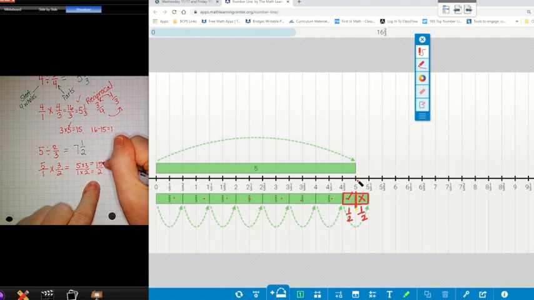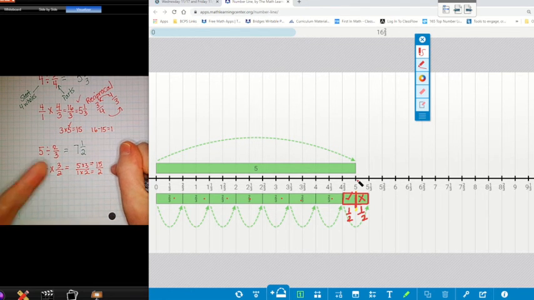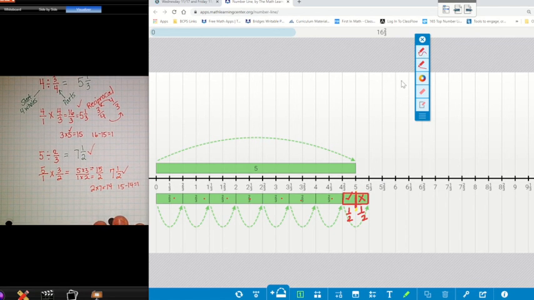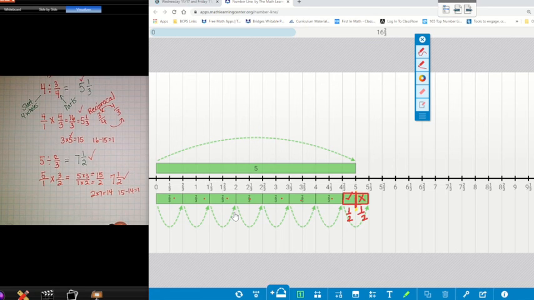Simplify. How many 2's make a 15? Well, 2, 4, 6, 8, 10, 12, 14. I can make 7 wholes. 2 times 7 is 14. I have 15. 15 minus 14 is 1. That's my leftover out of 2. It matches. The strategy works, okay? But don't be afraid to use this number line. Okay, in the next video, we'll take a look at what happens when we do fraction by fraction.